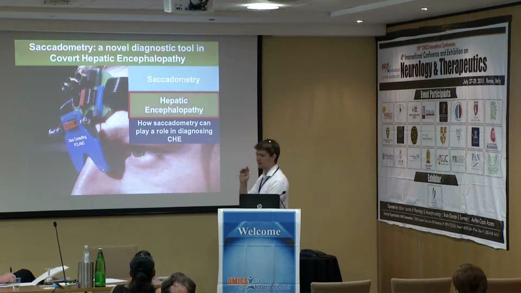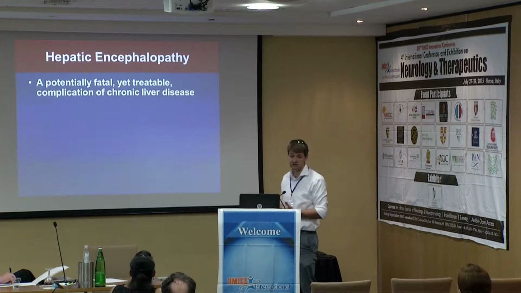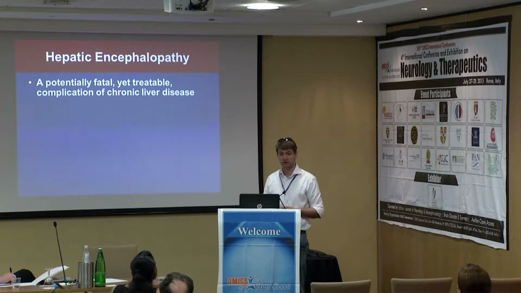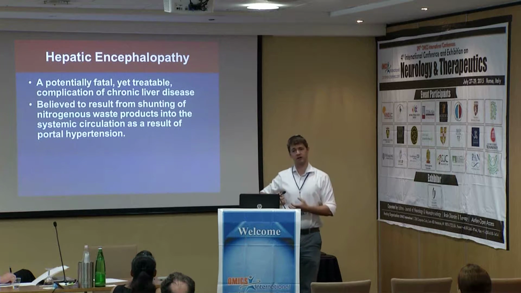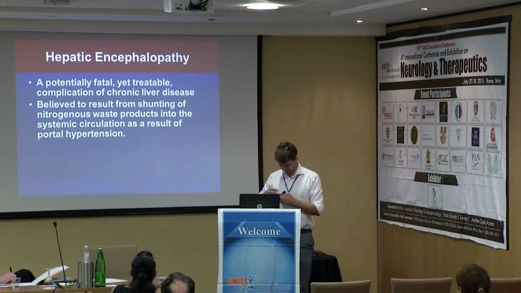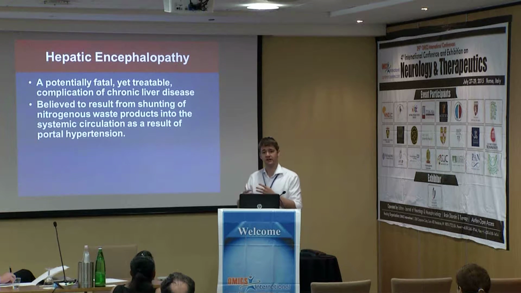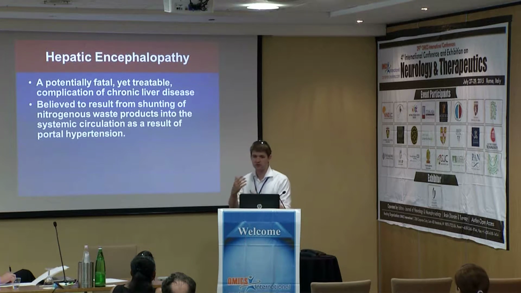So let's talk about hepatic encephalopathy. It's just a couple of slides to outline what we're looking at and why we're looking at it. Hepatic encephalopathy is a potentially fatal yet treatable complication of chronic liver disease. In chronic liver disease, for example cirrhosis, you get something called portal hypertension, and the nitrogenous waste products produced in the gut get shunted into the systemic circulation and then get conveyed to the brain, and that impairs neurotransmission.